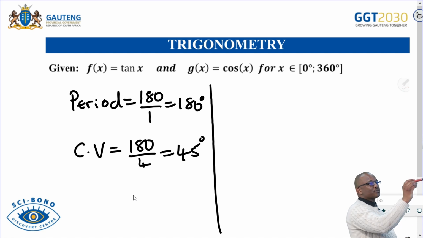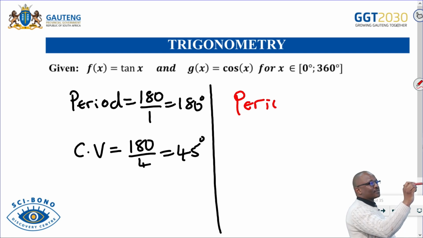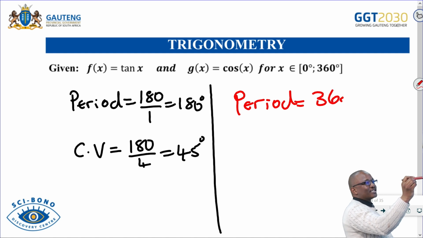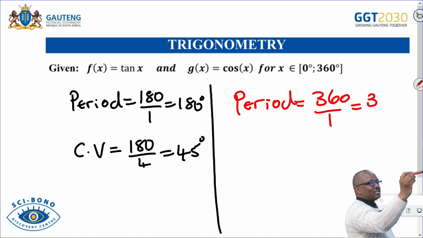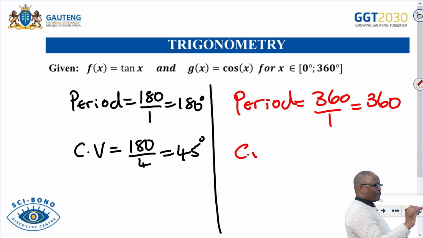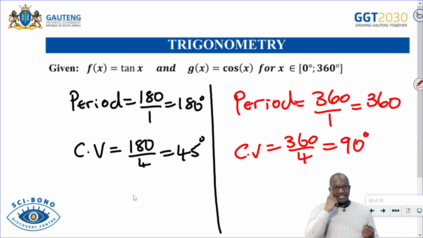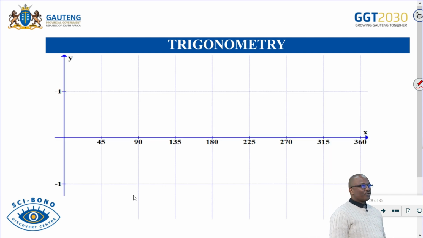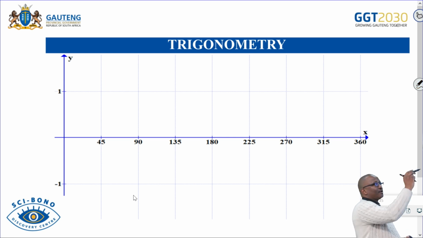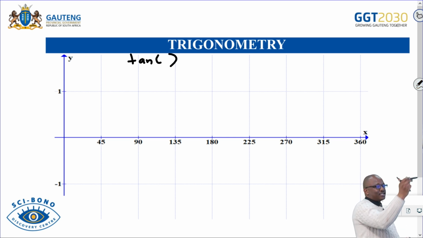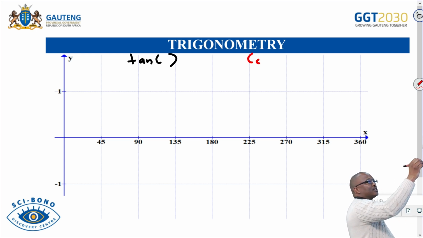And for the graph of cos, we're going to have a period. Remember, this one is 360 divided by 1, which is 360. And for you to get your critical values, it is 360 divided by 4, which is 90. So that is the interval for tan and the interval for cos. And you go in your calculator. For tan, you're just going to have your tan x, and for cos, you will just have your cos of x.